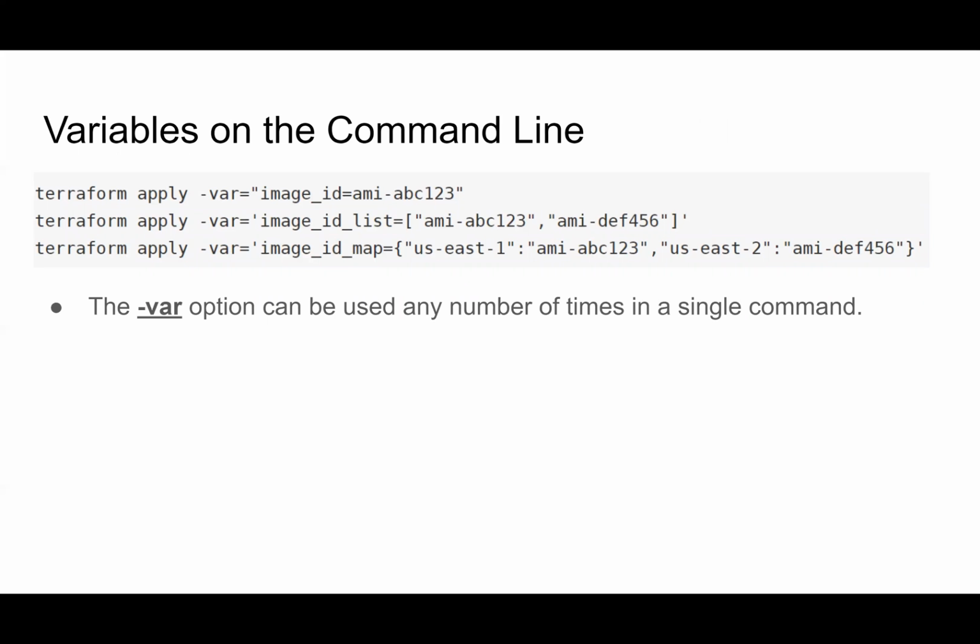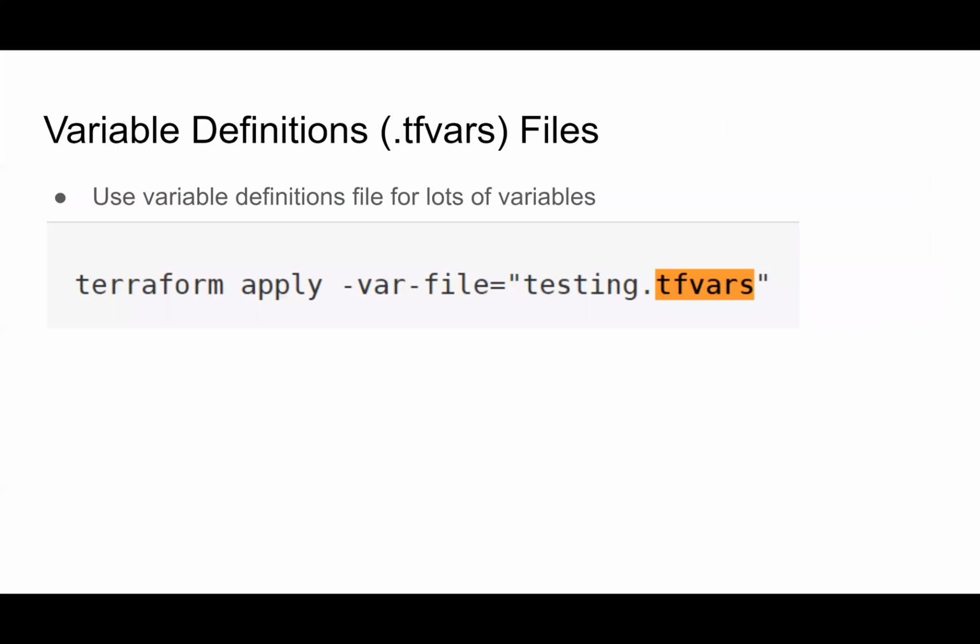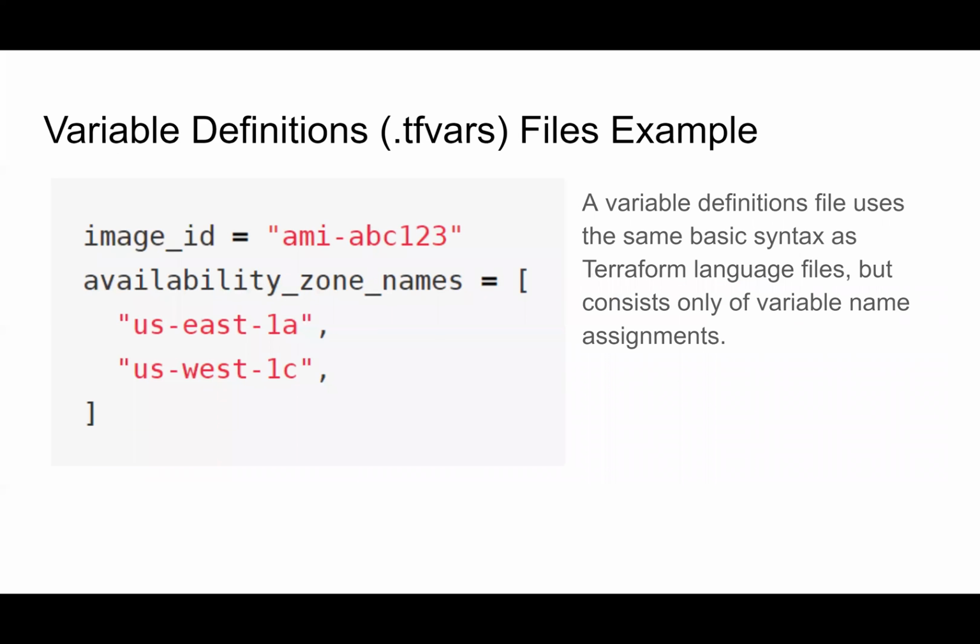This is what it looks like when we're declaring variables from the command line. We just do -var and then specify the variable. And then to use a tfvars file, we can specify the var file in the command line like so. A variable definitions file uses the same basic syntax as Terraform language files, but it only consists of variable name assignments. So it's just a big file of variables.